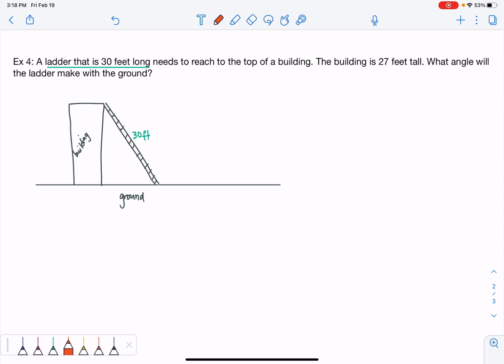The building is 27 feet tall. So this is 27 feet. And buildings are built at a 90-degree angle to the ground so that they stand up straight. What angle will the ladder make? Ladder make with the ground. So here's the ladder, here's the ground. The angle is what we want to find.